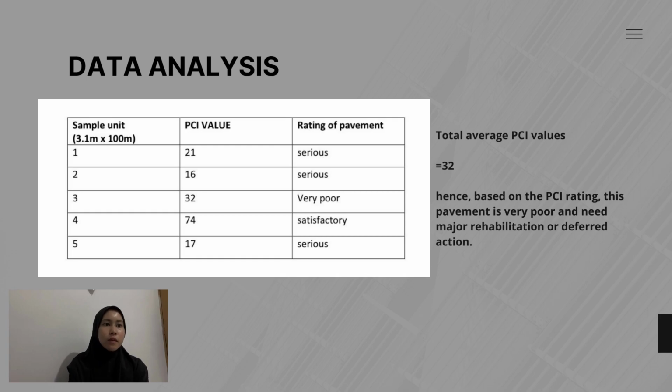So, this is our data analysis for our survey. As you can see, sample units 1, 2 and 5 are in serious condition based on the PCI rating of pavement. The PCI value for sample 3 is 32, which is in very poor condition. Lastly, sample unit 4 is at satisfactory condition. So the total average PCI value is 32, which, based on the PCI rating, means this pavement is very poor and needs major rehabilitation or deferred action.